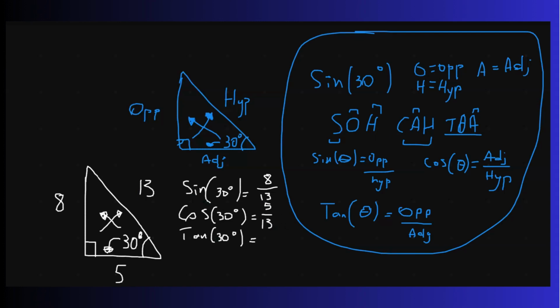Now for the tangent. In TOA, in SOH CAH TOA, tangent equals opposite over adjacent. So the opposite would be 8, and the adjacent would be 5. So the tangent of 30 degrees of this right triangle would be equal to 8 over 5.